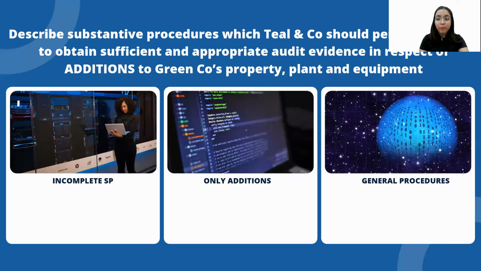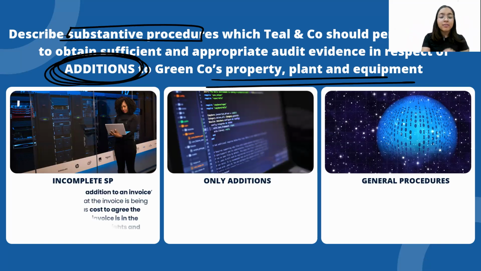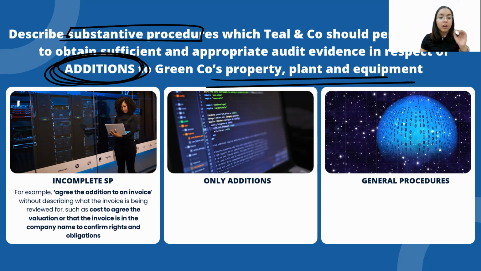Coming on to the third part of this particular requirement, which had substantive procedures. Substantive procedure, again, relating to the additions of PP. So if you are writing any procedure not relating to PP, 0 marks. If you are not writing procedure relating to additions or any other disposal, anything else, you will be getting 0 marks. So first, incomplete substantive procedure.